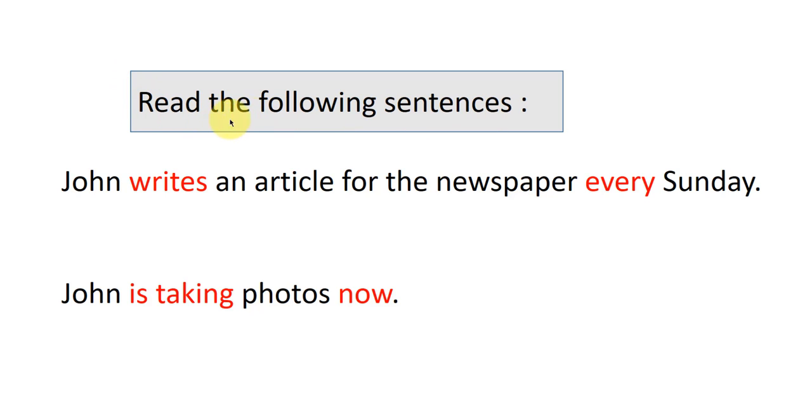Read the following sentences. It's written here. Please read this instruction. It is an instruction. You have to do what? You have to read the following sentences. Where are they? Here is the first sentence, and here is the second one. We read the first one. John writes an article for the newspaper every Sunday. The second one, John is taking photos now. Okay, read it again. John writes an article for the newspaper every Sunday. The second one, John is taking photos now.